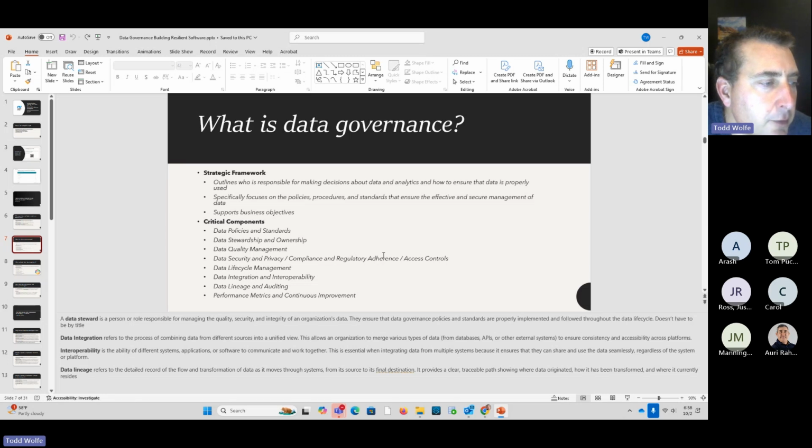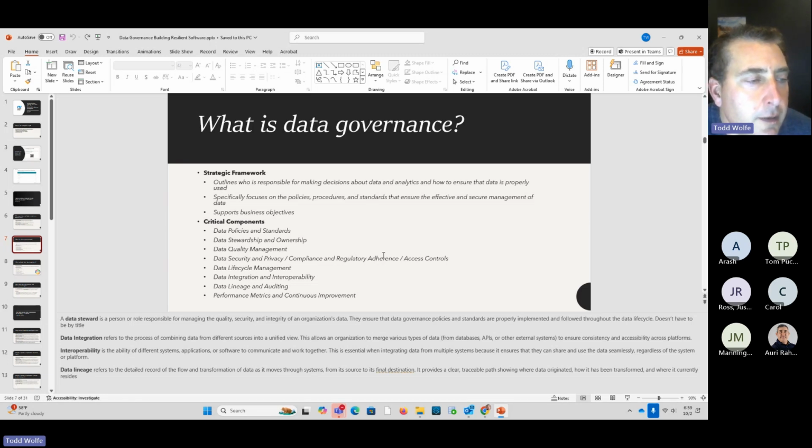Data quality management is always important, ensuring that the organization has standards around the data quality, what's acceptable and not acceptable for use when it comes to scoring the data. The entire data lifecycle management, ensuring that that's fully considered from the time we take data in to the time we actually destroy it or archive it.